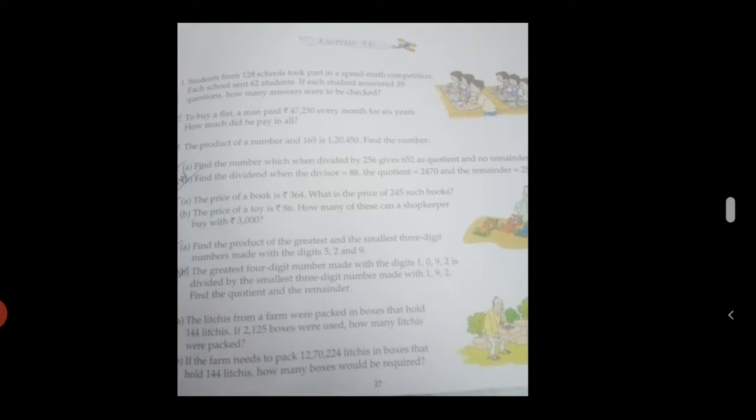Question number 5A: the price of a book is 364. What is the price of 245 such books? That you can do on your own. I will give you a hint. In this video we will do the remaining sums, and I will send you the notes in the group. Now we are going to start.